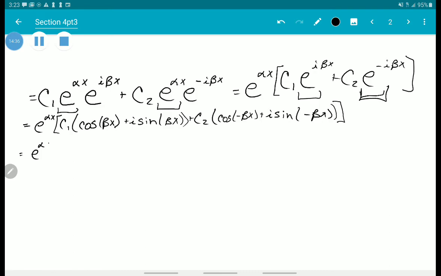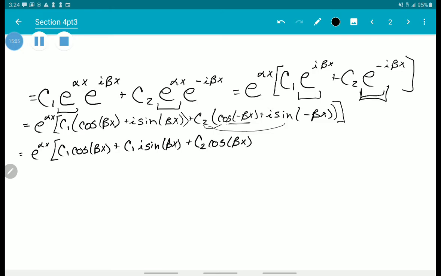So we have e to the alpha x times c1 cosine of beta x plus c1 i sine of beta x, and then we're going to have plus, and I'm going to think about distributing that c2 also. But let's think about properties of cosine and sine. We know cosine is an even function, which means cosine of negative beta x is the same thing as cosine of positive beta x. So this is going to become c2 cosine of beta x. We know sine is an odd function, which means sine of negative beta x is equal to negative sine of beta x.